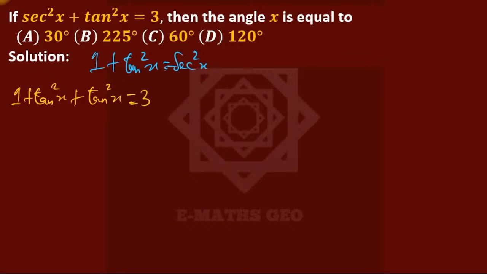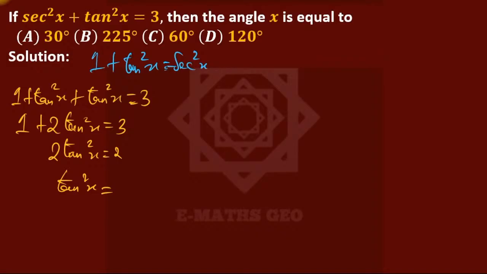Now we can add tan squared and tan squared, which is 2 tan squared, equal to 3 minus 1. Subtracting 1 from both sides, we are left with 2. 3 minus 1 is 2. Dividing both sides by 2, we have 1.